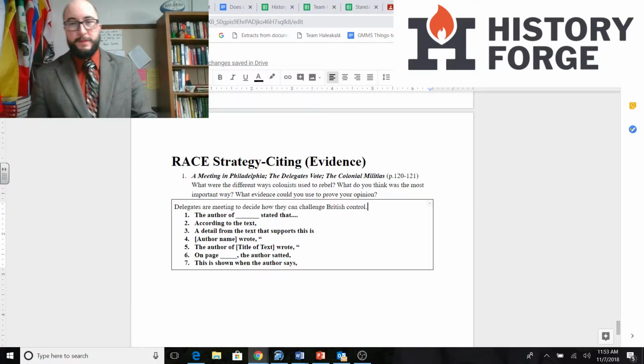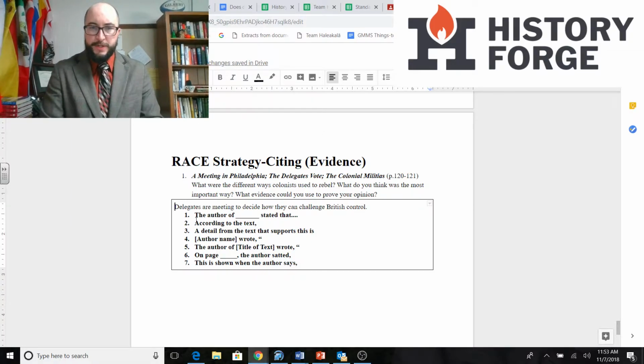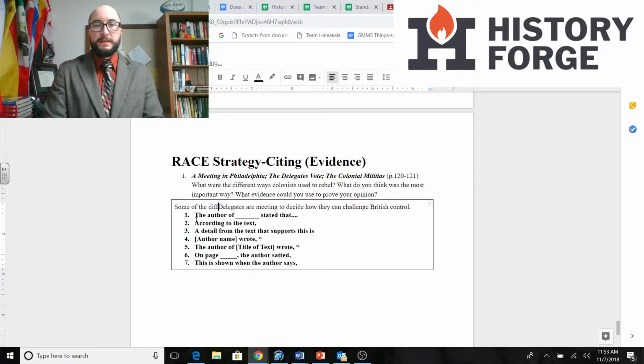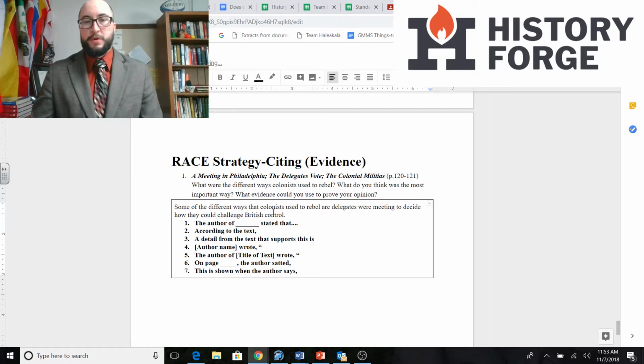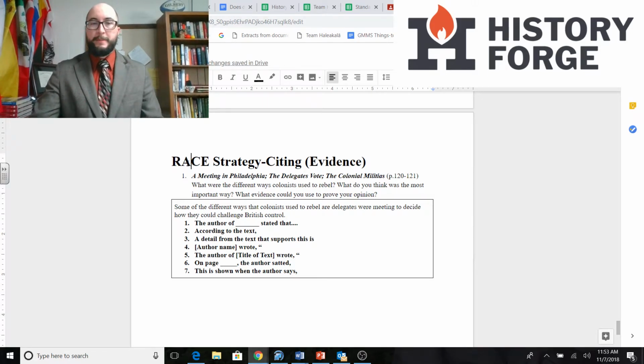I didn't use POQ because I can actually use part of a question too, like a good RACE strategy. So I could say some of the different ways that colonists used to rebel are, our delegates were meeting, so it's past tense, were meeting to decide how they could challenge British control. So that's me using good POQ. That first part of the RACE strategy is restate and answer. So I am restating the question in my answer, and I'm answering the question. First part done. If you were my students, you would now have 50% of your points.